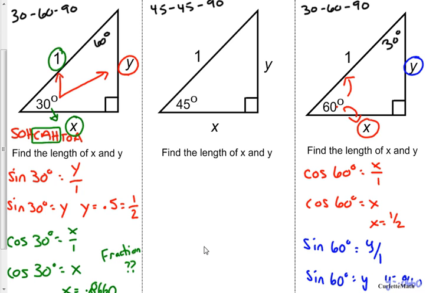Should that happen? Absolutely. Because remember, look at the two triangles. If we switch the angle measures, we would switch the spots of x and y. Look at your values.